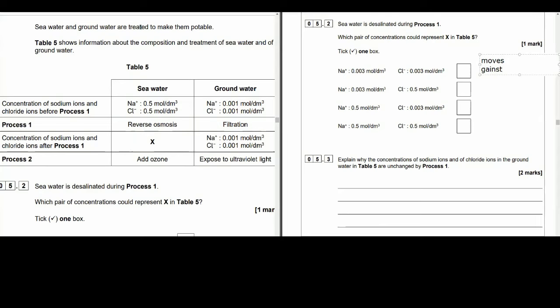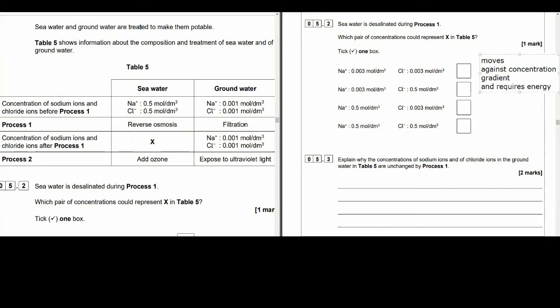Well, reverse osmosis, which is what they've used with the seawater, moves substances against the concentration gradient, and that requires energy. But we're going to have smaller concentrations on the other side. And so after process one, we should have less sodium ions and less chloride ions. There should be less of both.